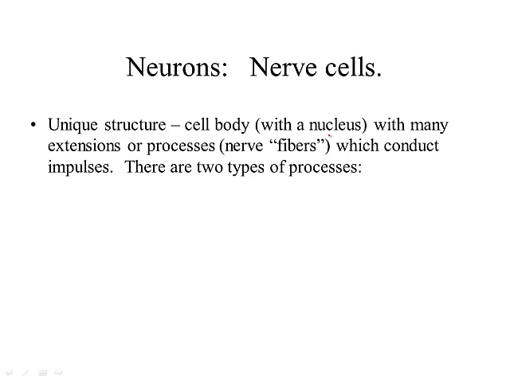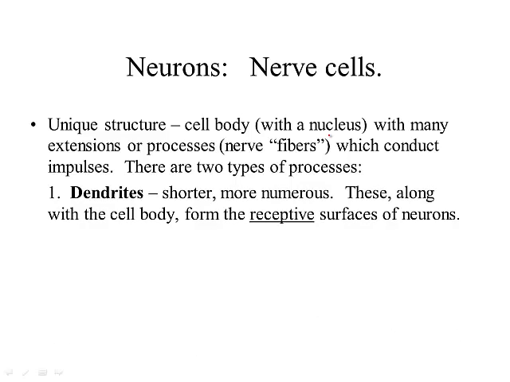So there's two main types of processes. There are dendrites. Dendrites are shorter processes that are more numerous. These are going to come right off of the cell body, and they form the receptive surfaces of the neuron. So that means that they are going to be receiving the impulses that would come into the neuron. So this is where all of the information is going to come in.